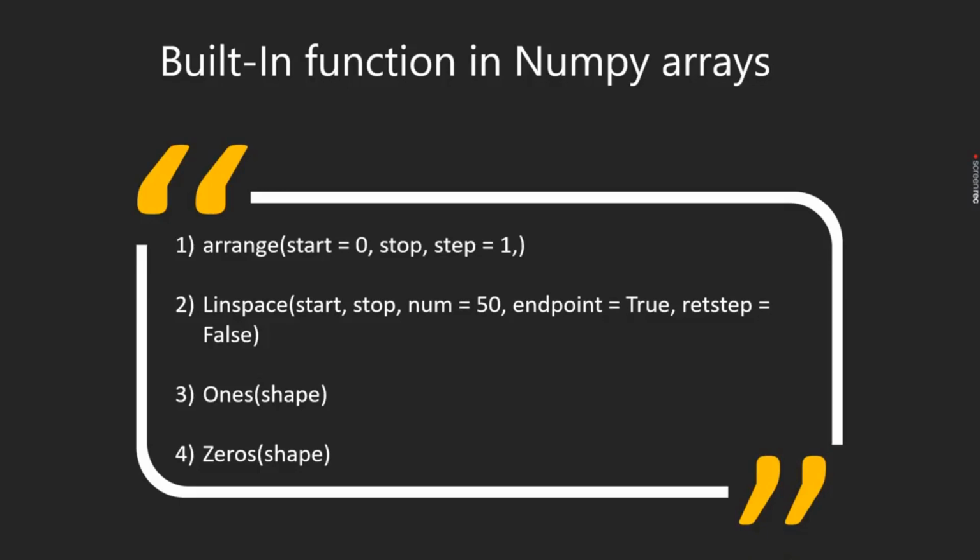In this video we are going to look at the four built-in functions. They are arange, linspace, ones and zeros. We will look at them one by one starting from arange. The arange function is used to create an array of evenly spaced values where it takes three parameters. They are start, stop and step. Here the stop value is mandatory and start is by default set to 0 and step is by default 1.